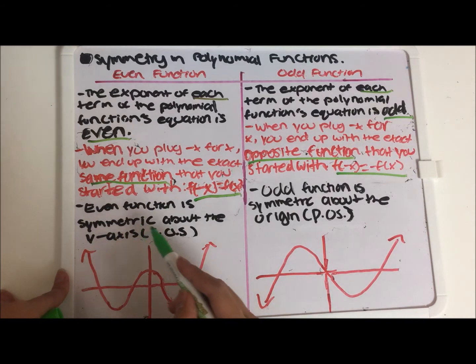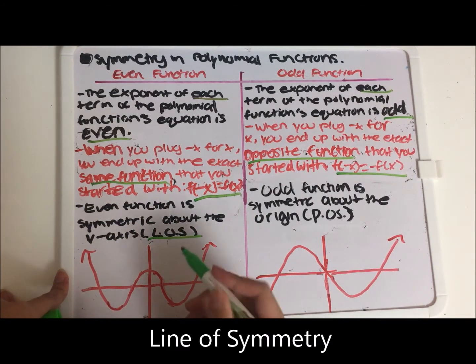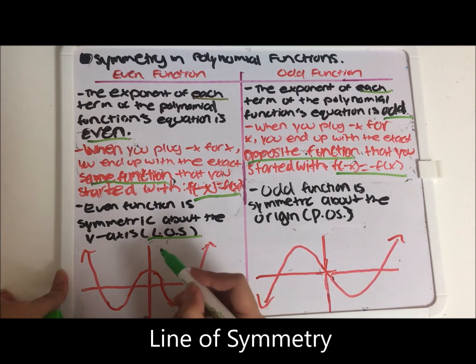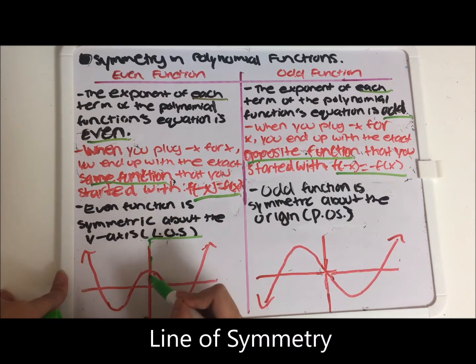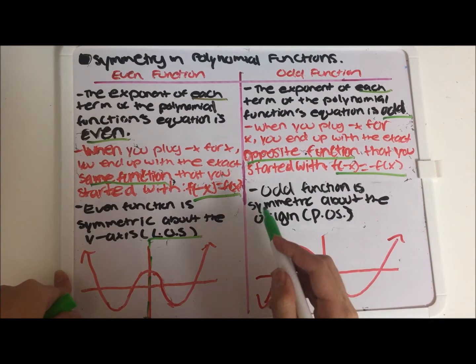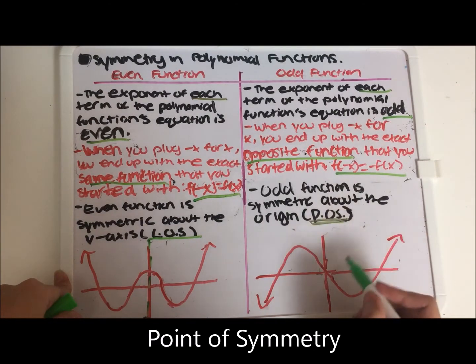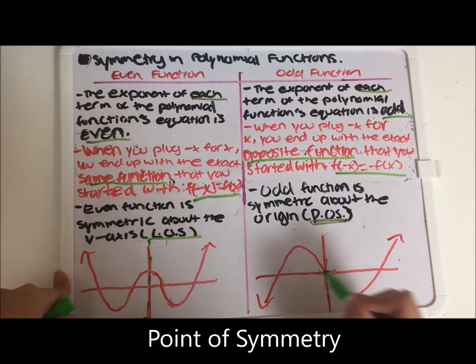Lastly, an even function is symmetric about the y-axis, so it has a line of symmetry. This is an example of an even function, and you can identify a line of symmetry across the y-axis. And an odd function is symmetric about the origin, so it has a point of symmetry. And you can see that there's a point of symmetry here.